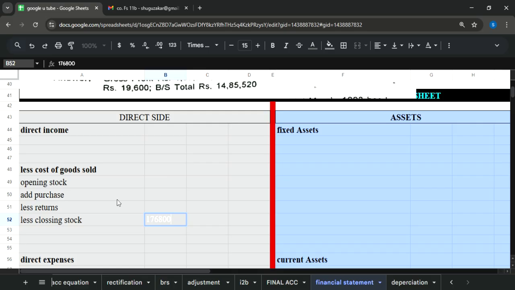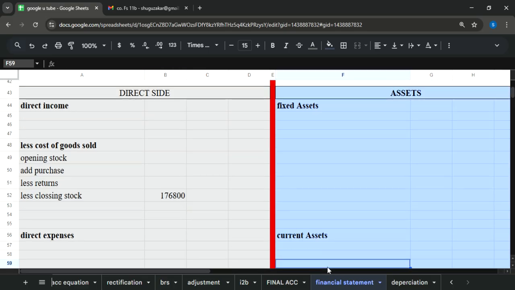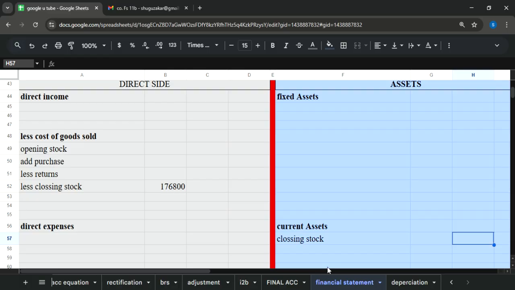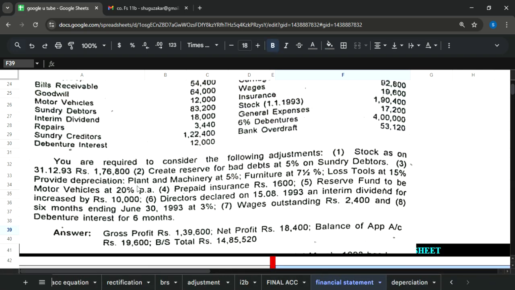So first effect is completed. Now you will go to current asset side, and here same closing stock as its second effect would be recorded in current asset side. Two effects completed. Look at here. First in cost of goods sold statement left page, and then current asset side right page. Two effects completed. First adjustment is now done.